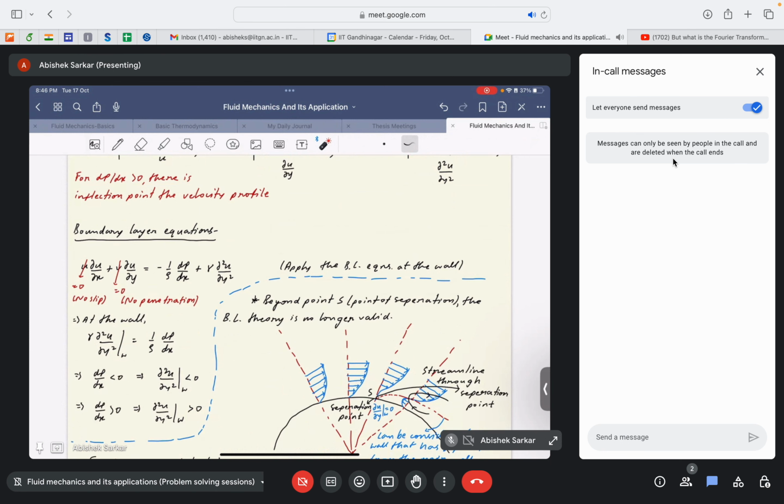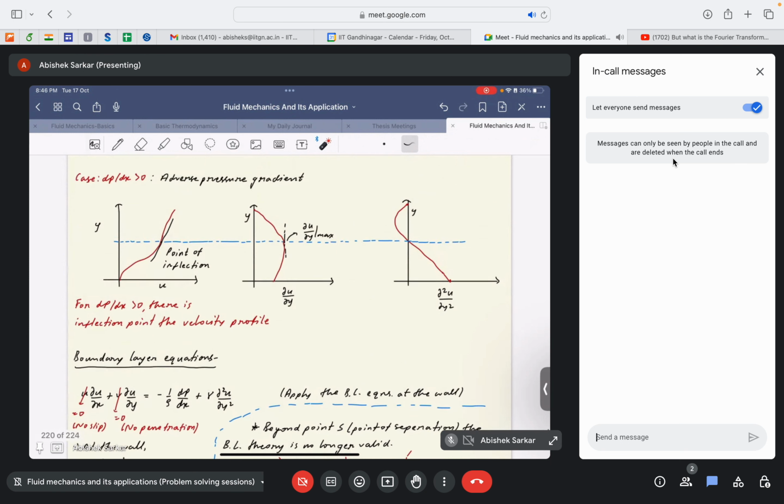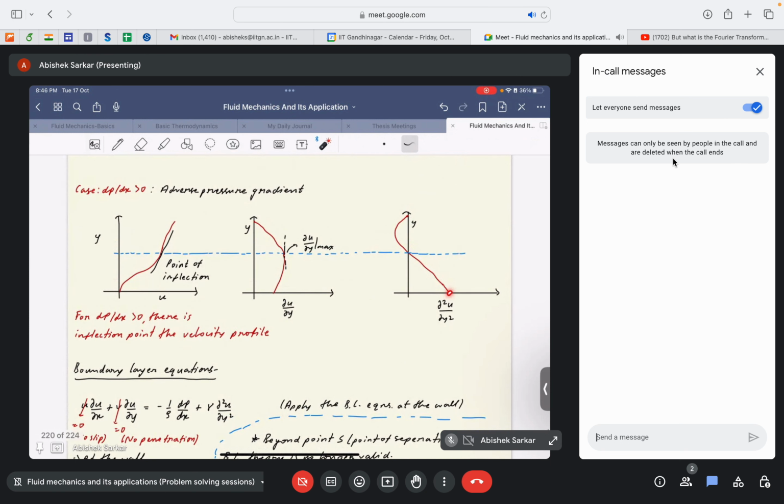So it basically tells us that from this equation, for dp/dx greater than 0, or for adverse pressure gradients, ∂²u/∂y² at the wall is positive, or greater than 0. So this is what we exactly showed here, it is positive.